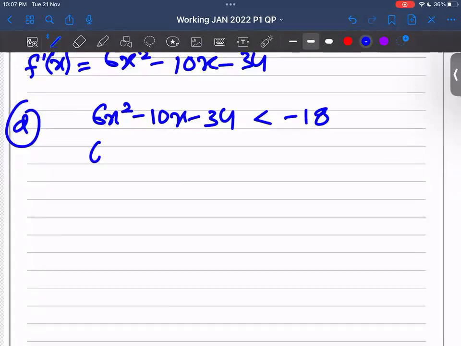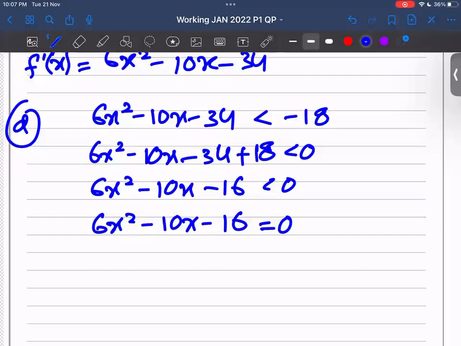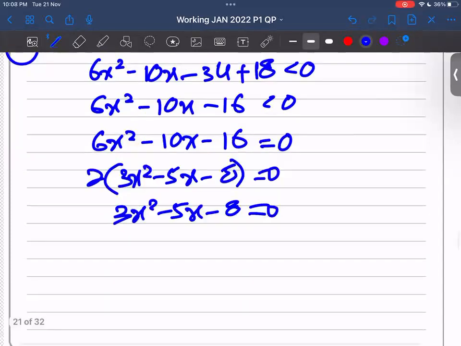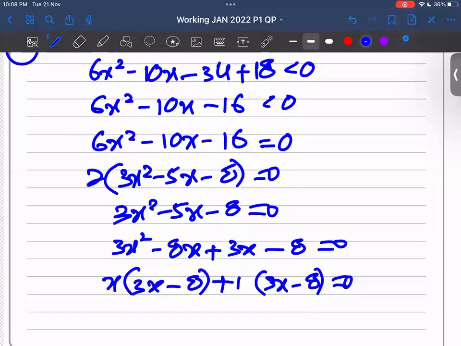So let's just do this quadratic inequality. Minus 30 plus 18 is going to be minus 12, so 6x square minus 10x minus 16 is less than 0. Let's just put it equal to 0 for a short period of time and find the value of x first. You can take the common 2 here and get 3x square minus 5x minus 8 is equal to 0. You got 3x square, 3 times 8 is 24, and I got x common. I got the values of x.